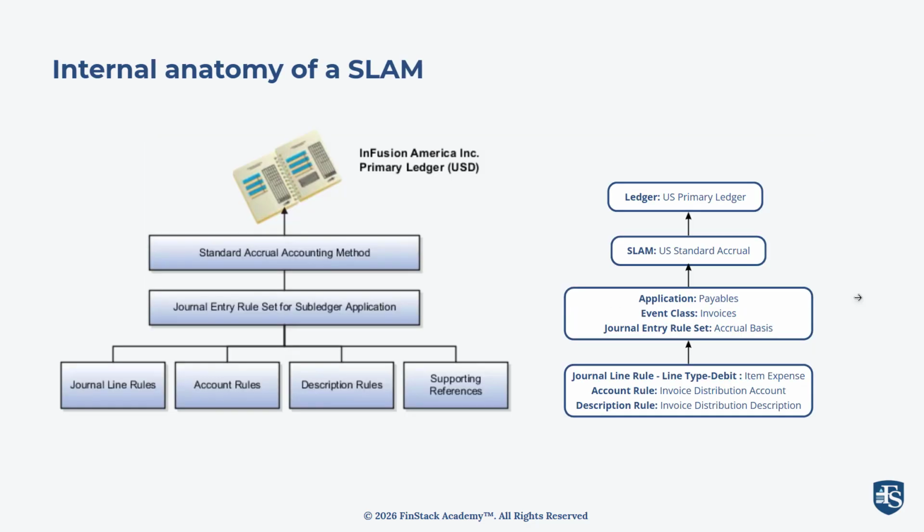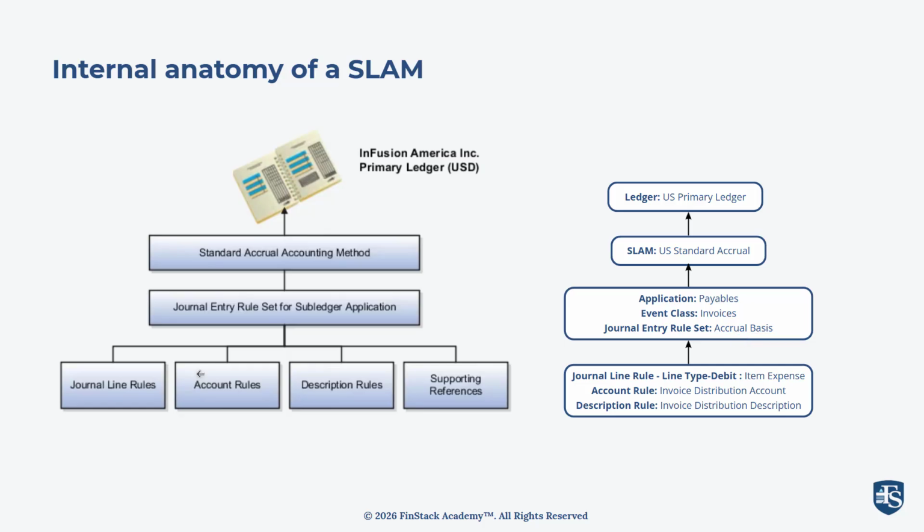Let's now understand the internal structure of a SLAM. At the top, we have the ledger. The ledger is associated with a subledger accounting method. Inside that accounting method, Oracle assigns journal entry rule sets for different applications and event classes. For example, application Payables, event class Invoices, and journal entry rule set Accrual Basis.